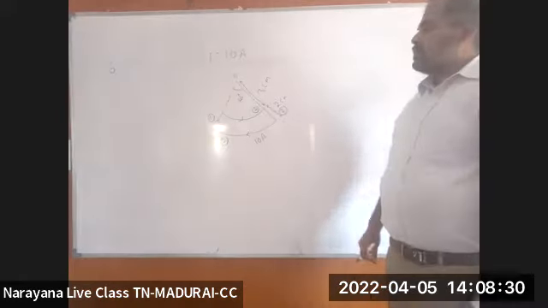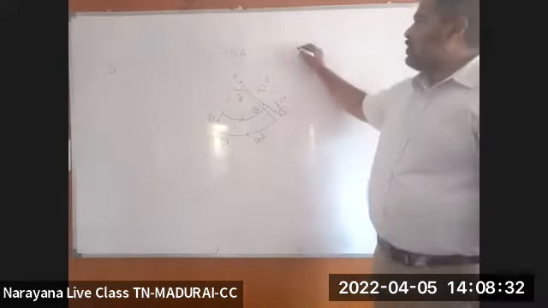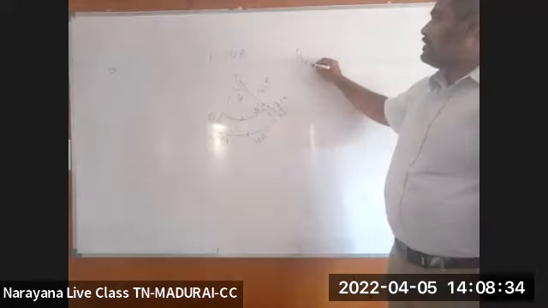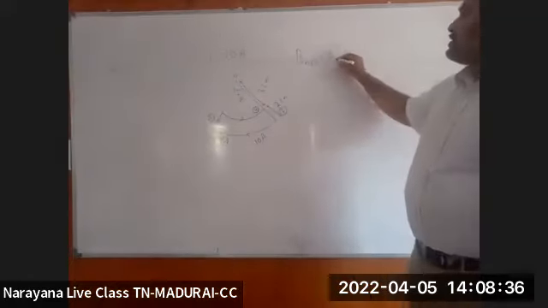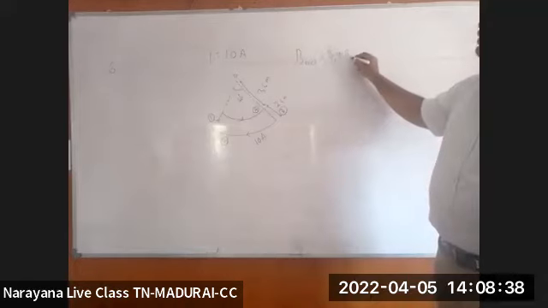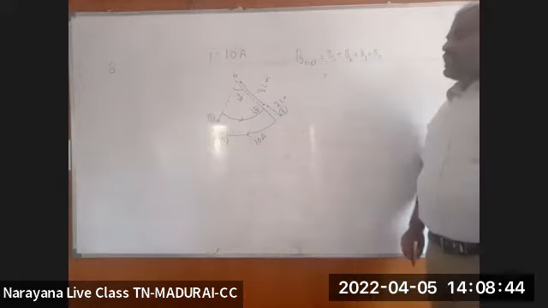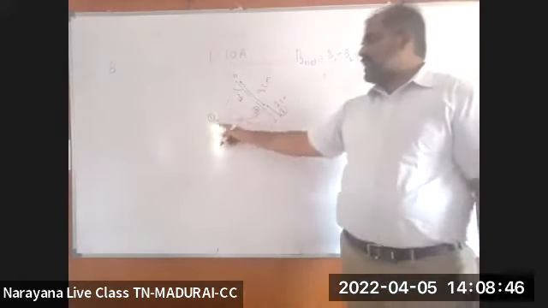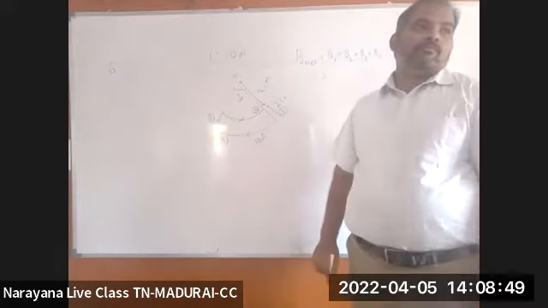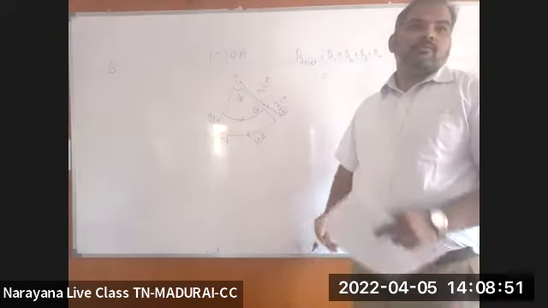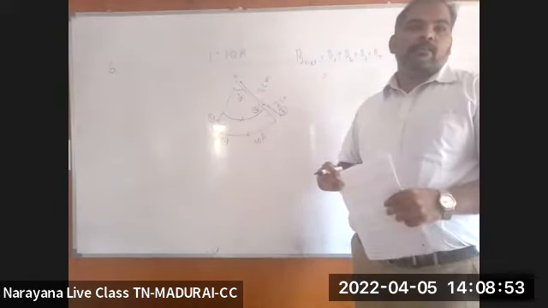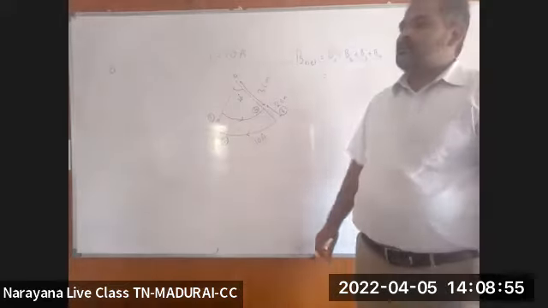Understood? So net magnetic field at O I can write B1 plus B2 plus B3 plus B4. Is there any magnetic field due to this straight segment at point O? I'm asking you. No, why?